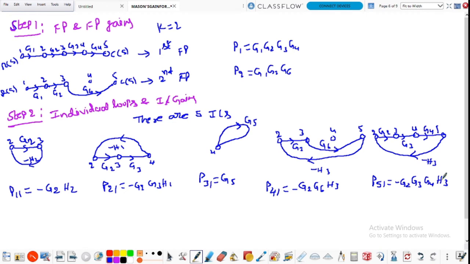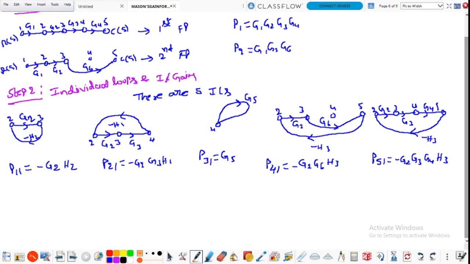So these are the individual loops and individual loop gains. After that, calculate the gain products of 2 non-touching loops, and after that calculate the gain products of 3 non-touching loops. So first calculate the gain products of 2 non-touching loops.